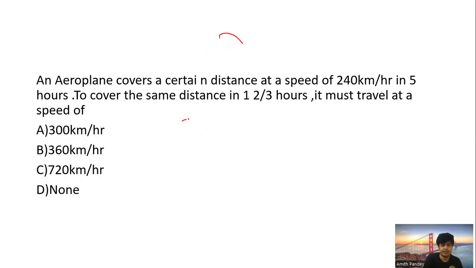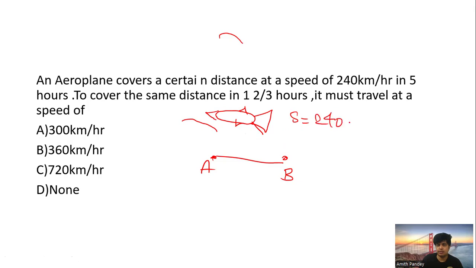Yeah, let me try because I'm very bad at drawing. Okay, just imagine, this is an aeroplane, as it appears like the missile, right? It covers a certain distance from A to B at a certain speed. So what is the speed? It is 240 kilometers per hour, in 5 hours.